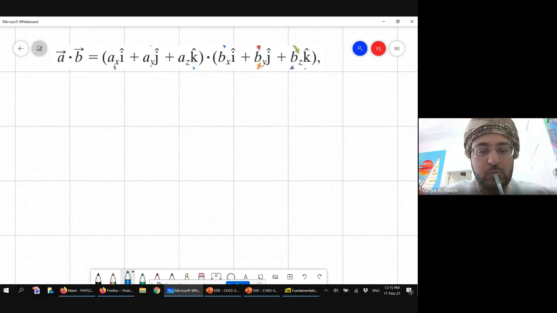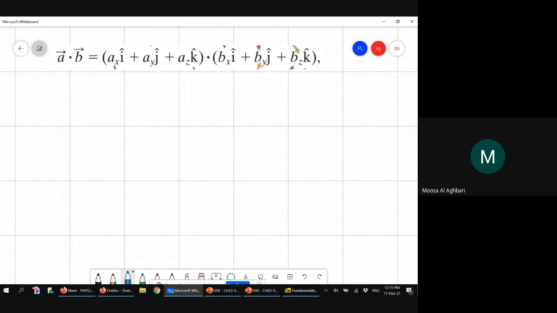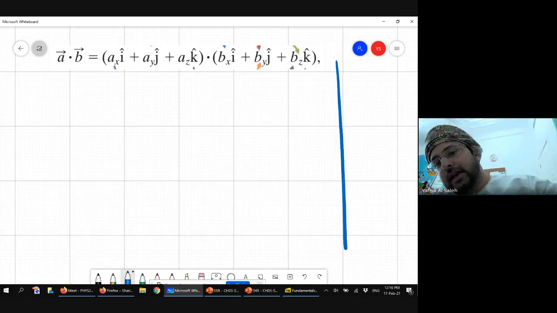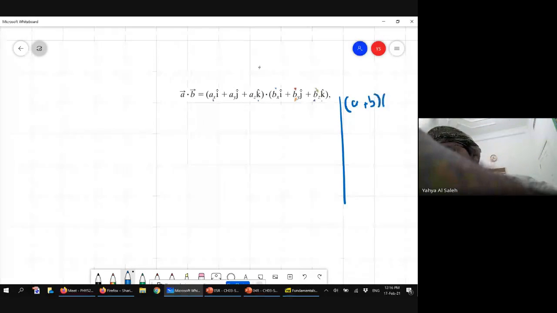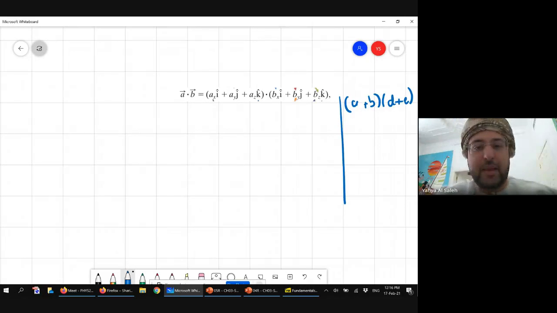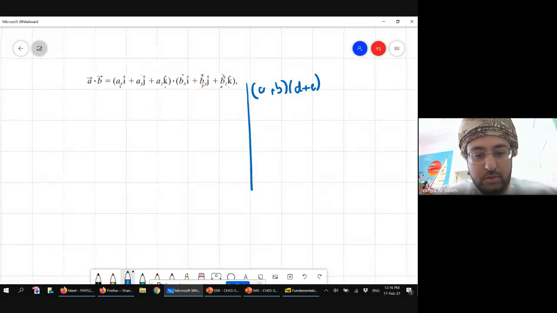We multiply AX with BX. Excellent. It's just like when we do A plus B multiplied by D plus E. We expand. So let's do that.